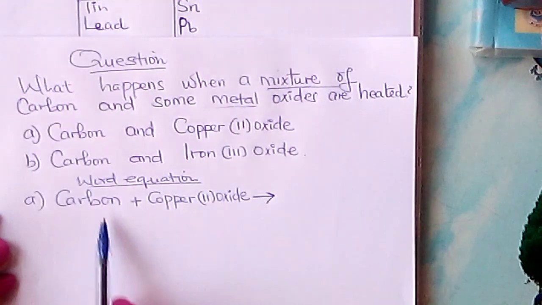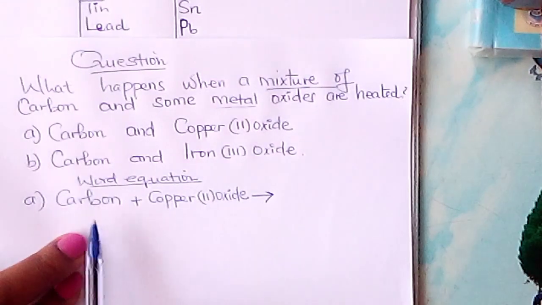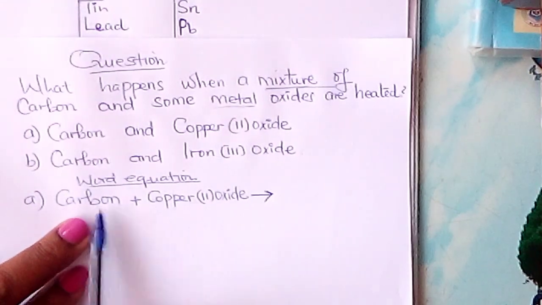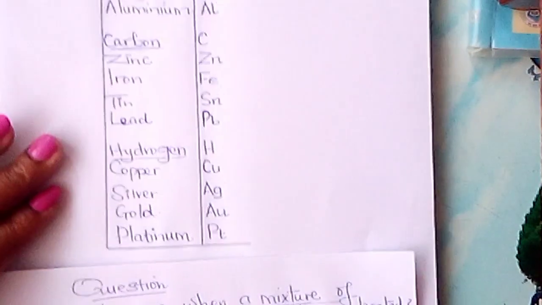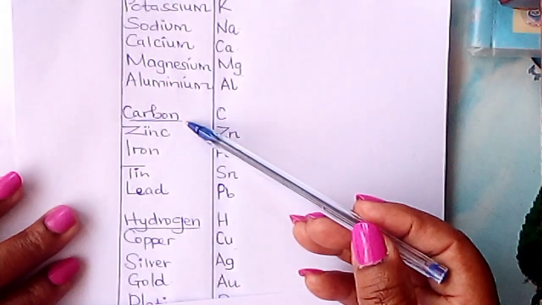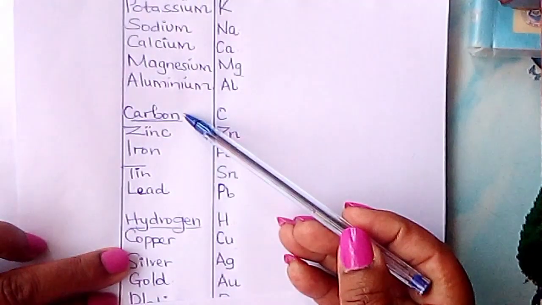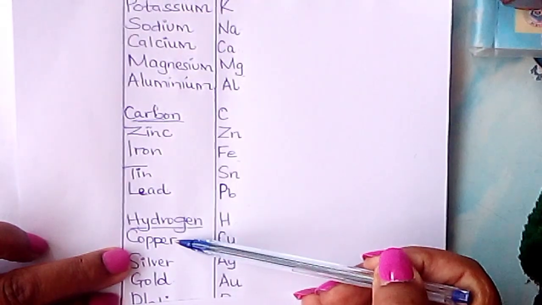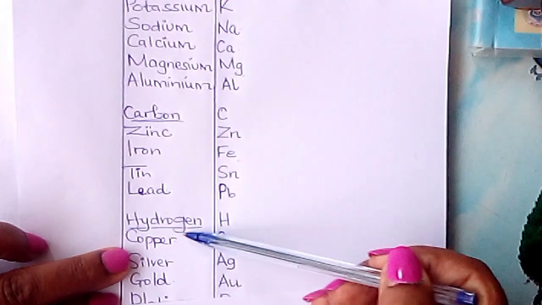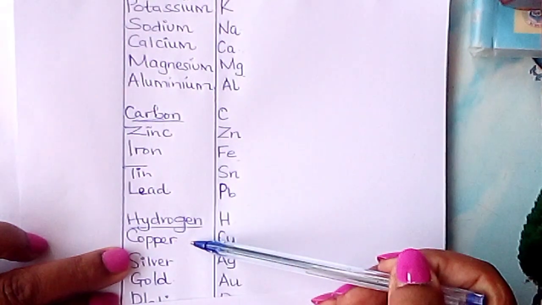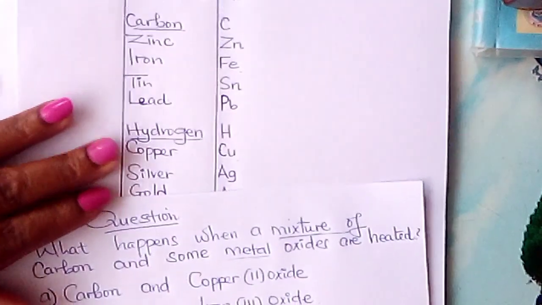So carbon and copper 2 oxide are mixed together. So what happens is that carbon, if you look at it, and copper, where are they in the reactivity series, learner? Carbon is here, I hope you can see it, and copper is down here. So carbon is more reactive than copper, and therefore carbon will be able to remove oxygen from the oxide of copper. It will be able to remove oxygen from copper 2 oxide.